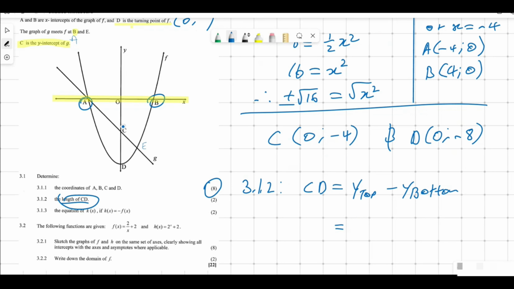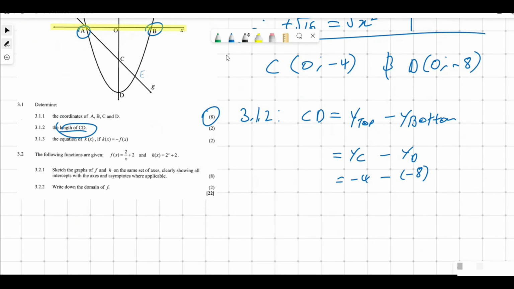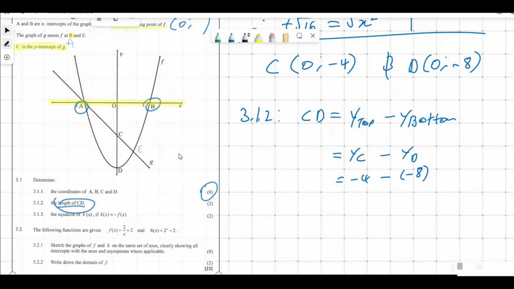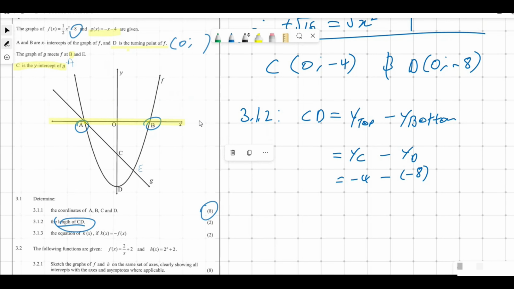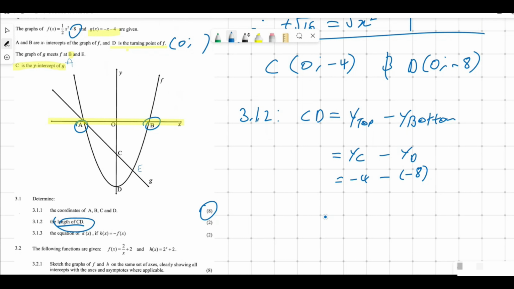So what is the value of y at top? That would be the value of y at C, minus the value of y at D. The value of y at C is negative 4, minus the value of y at D, which is negative 8. You see how I substituted? So it's a vertical length. You need to check what kind of length they're asking you. Usually in functions, they ask for vertical length and horizontal length.